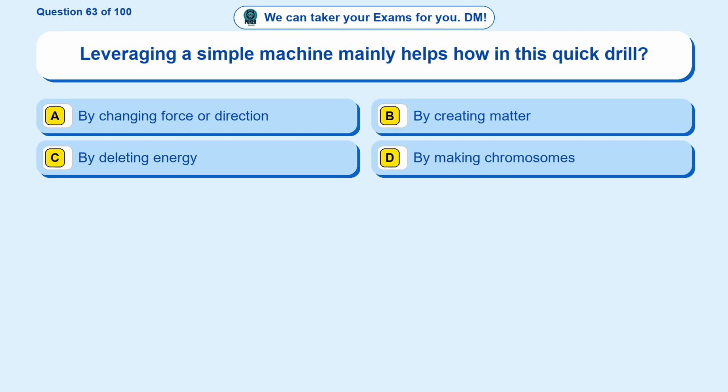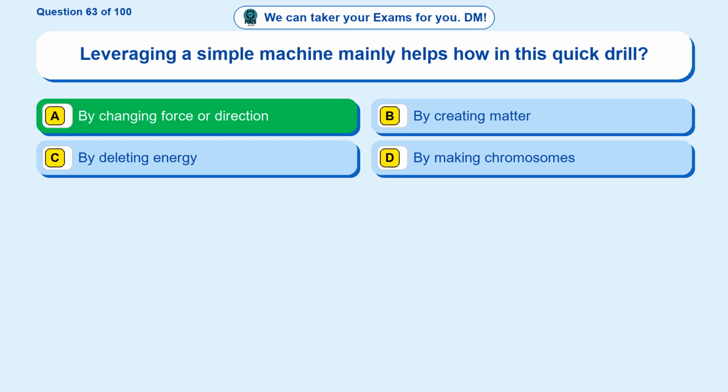Question 63. Leveraging a simple machine mainly helps how in this quick drill? Option A, by changing force or direction. Option B, by creating matter. Option C, by deleting energy. Option D, by making chromosomes.